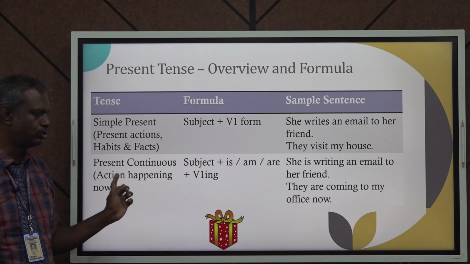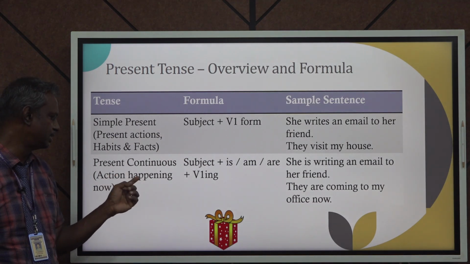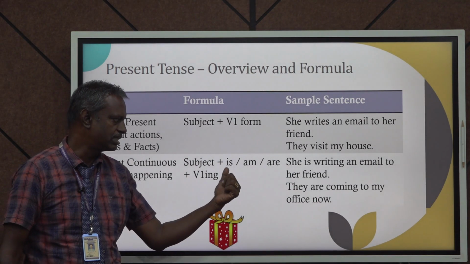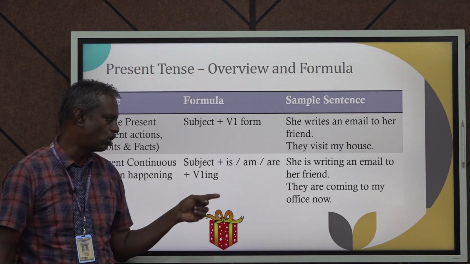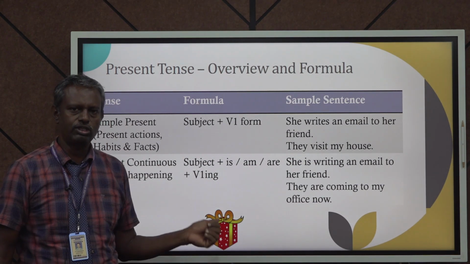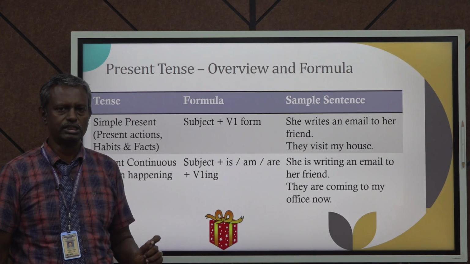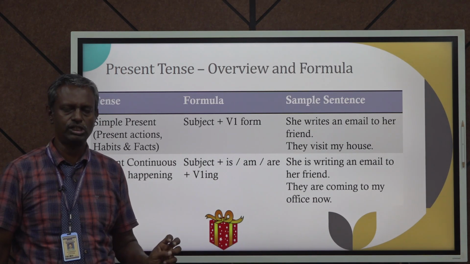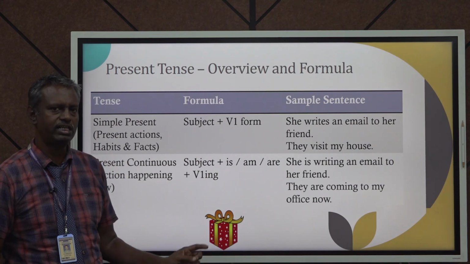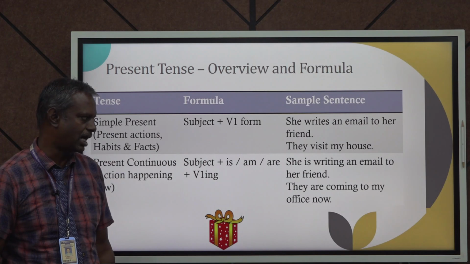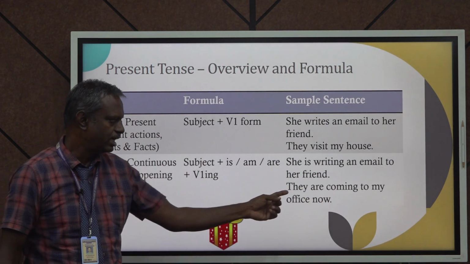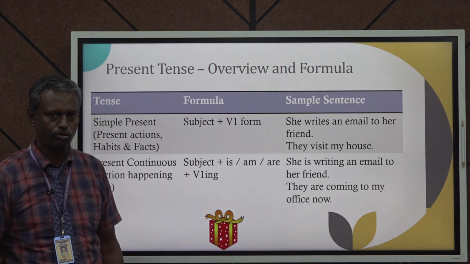Now we would move to the second form, that is present continuous, where you would have the form as subject plus be verb, am, is, or are, plus verb ing. When you are using I, you have to use am. When you are using third person singular, that is he, she, it, or any name, you have to use is, and when it is plural, you have to use are. For example, she is writing an email. They are coming to my office now.